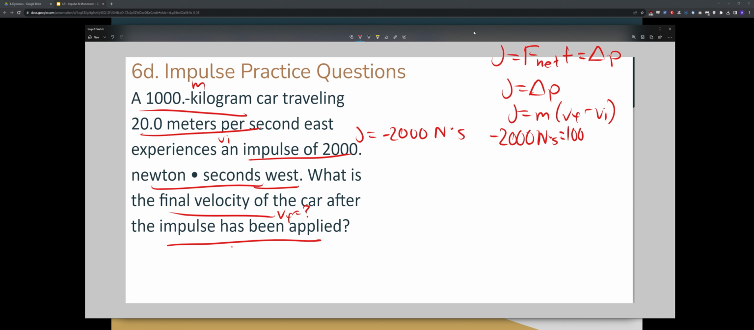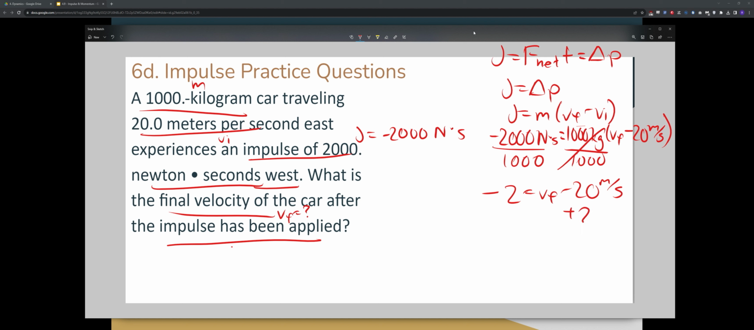Mass is 1,000 kg. Final velocity is what we want to solve for, and then it was initially traveling there. You know, there's an easy way to do this without having to distribute this 1,000 into the parentheses. Just divide it by 1,000 on both sides. And now you're left with negative 2, right? So now you don't need to invest so much space. Well, you don't need that unit there. Then you do plus 20, and then you just get 18 meters per second. Okay? Feel free to pause.